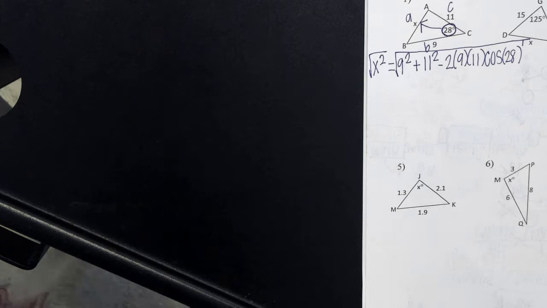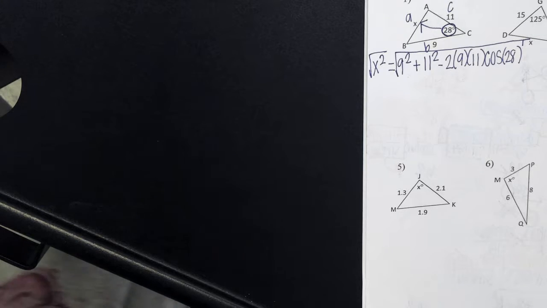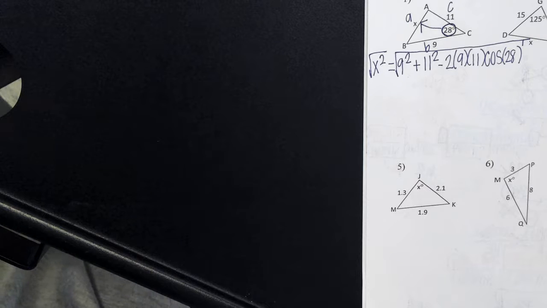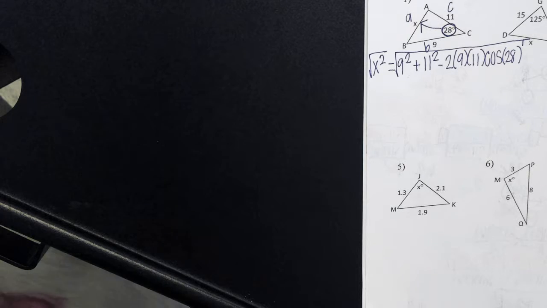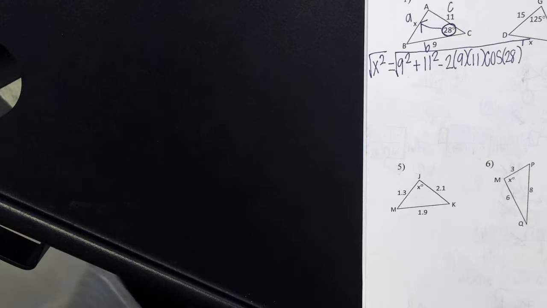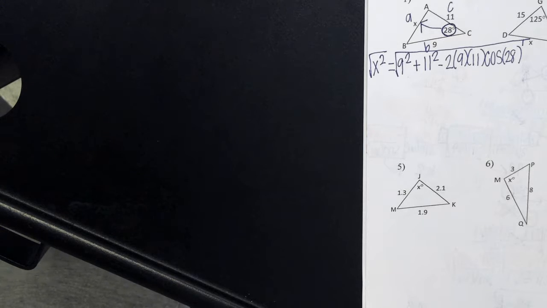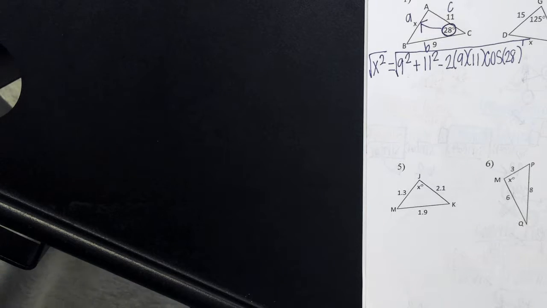Okay, what comes next? We have 9 squared. So 9 squared plus, everybody plug this into your calculator, 11 squared. I'm going to come around and make sure you have it on your calculator, so everybody do it. Minus 2 times 9 times 11 cosine of 28.